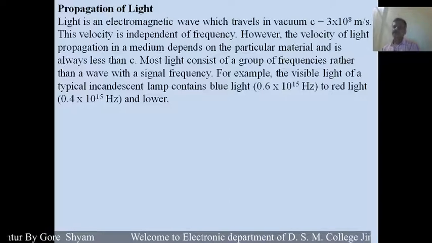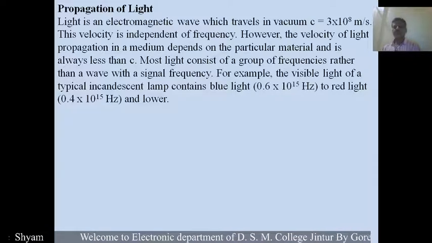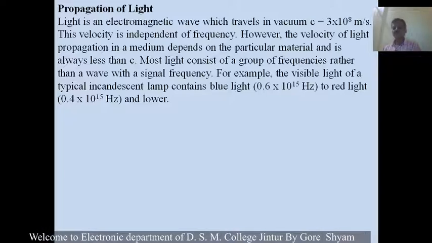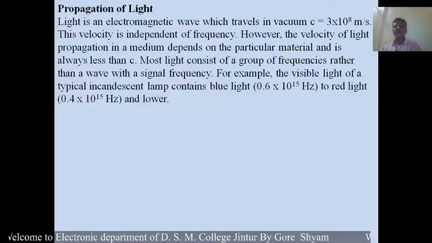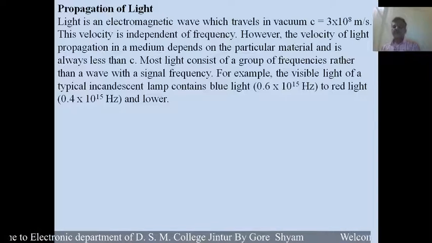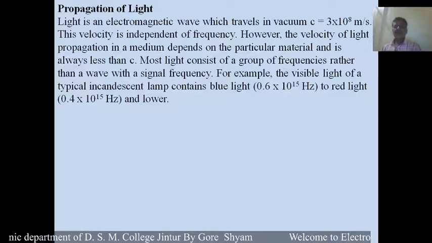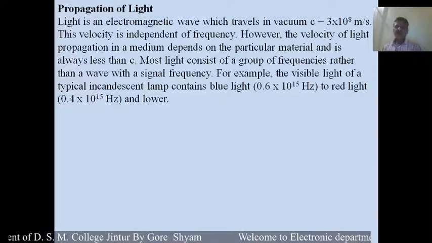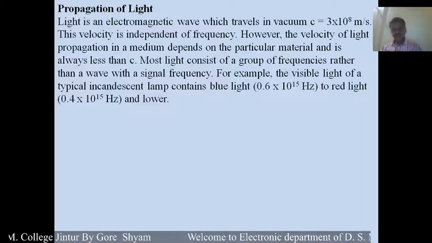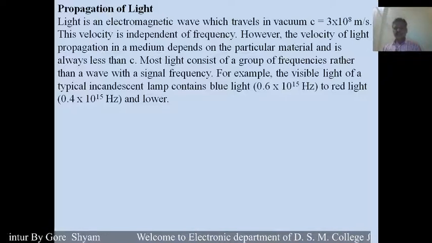Actually in the air also the velocity of light is nearly equal to 3 × 10^8 meters per second, and this velocity depends upon the frequency. However, the velocity of light propagation in a medium depends upon the particular material, and it is always less than the velocity of light in the vacuum. Remember that the velocity of light in the vacuum is maximum. When the light travels through another medium, its velocity decreases.